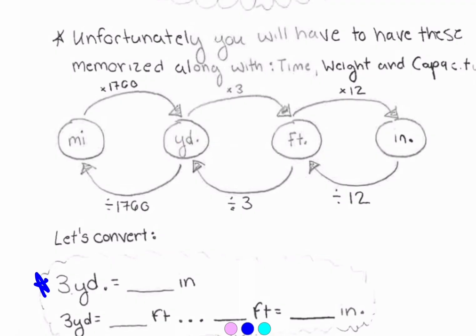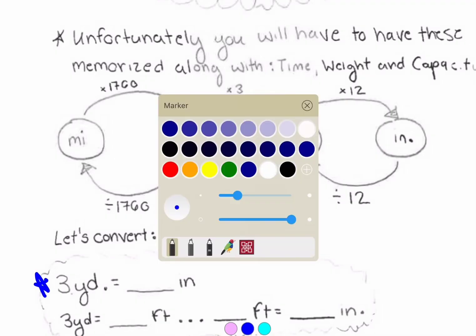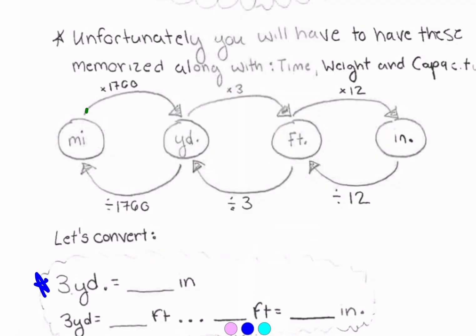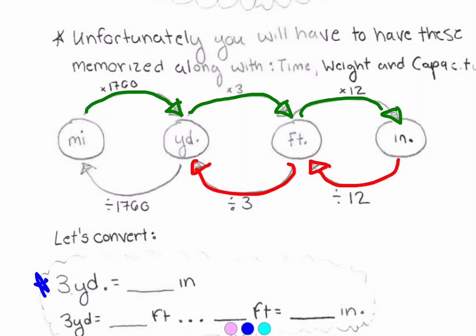I'm either going to go with, you don't have to draw this, green arrows, which are telling me to multiply, or I'm going to go with my red arrows, which are telling me to divide. So let's get back to the question. On the end-of-year state test, they say, okay, I have 3 yards. How many inches is that? Well, go from here to here.